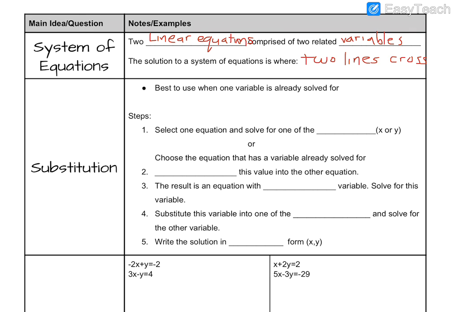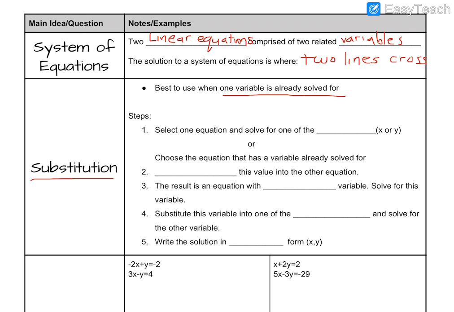Alright, so the first way we are going to be talking about solving systems algebraically is by using substitution. So remember, a substitution is when we're replacing something. So this is best when one variable is already solved for. We can do it other ways. We'll talk about it using other ways, but it's kind of easiest when it's already set up like this.